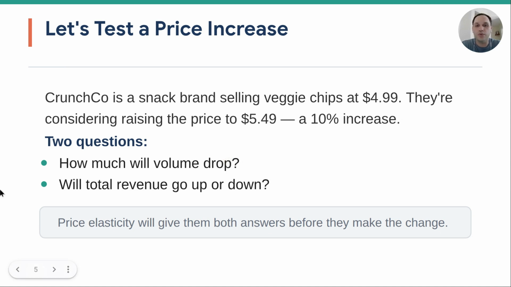Let's apply this to a real scenario. Crunchco is a snack brand selling veggie chips at $4.99 a bag. The team is considering raising the price to $5.49, a 10% increase. Two questions need answering before they make that move. First, how much will volume drop when the price goes up? Second, after accounting for that volume drop, will total revenue be higher or lower? Price elasticity will answer both before Crunchco commits to the change.